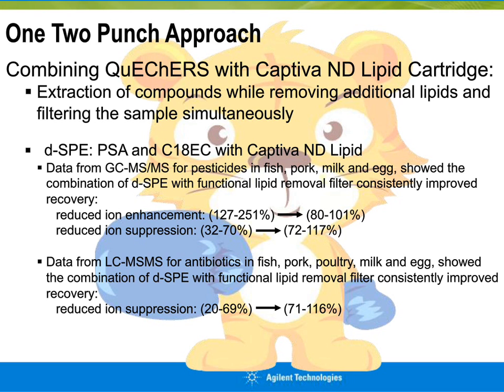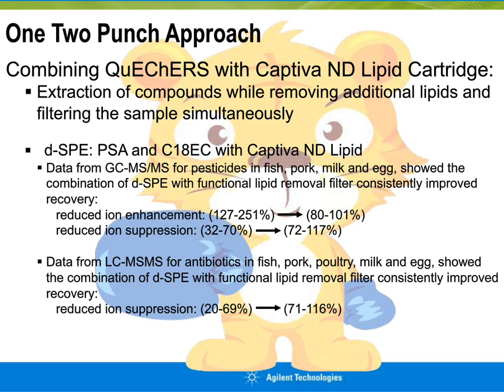This approach improves recovery as shown by the data for pesticides from the matrices of fish, pork, milk, and egg. You see that it reduced ion enhancement and ion suppression as shown here by making the values 80 to 100 and 72 to 117% in the acceptable range. And this is by GC-MS/MS.